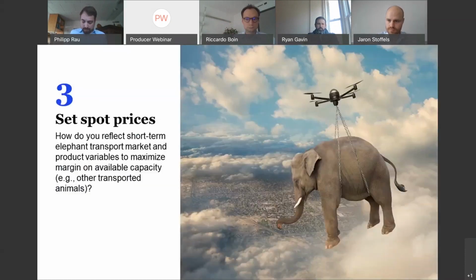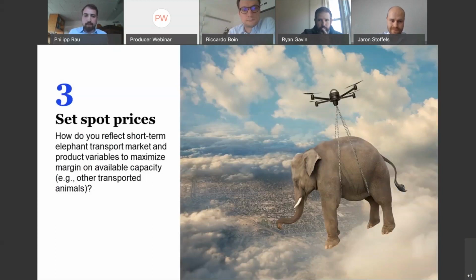On the spot price side, I think the question is how do we reflect the short-term transport market and product variables to maximize margin on the actual available capacity, which is of course something that is perishable. If we think about a vessel that is about to leave port or an airplane that needs to take off in the next hour or so.